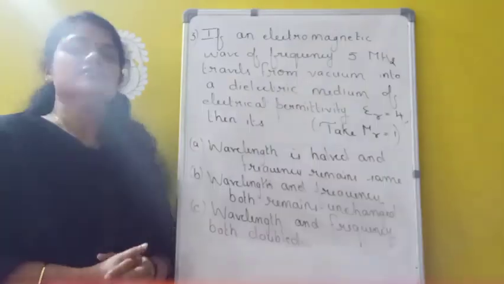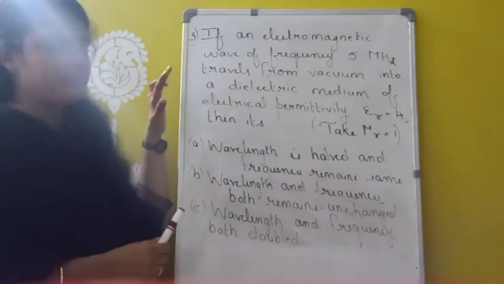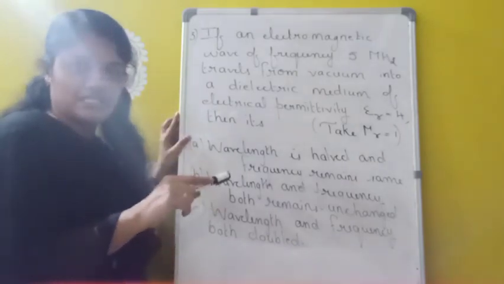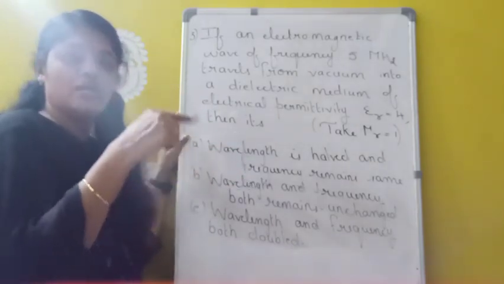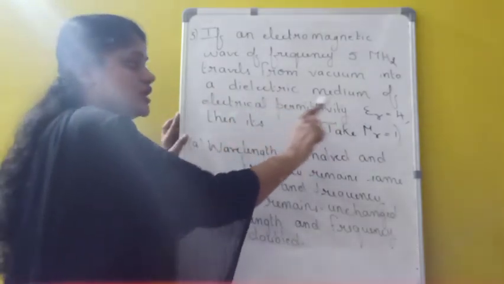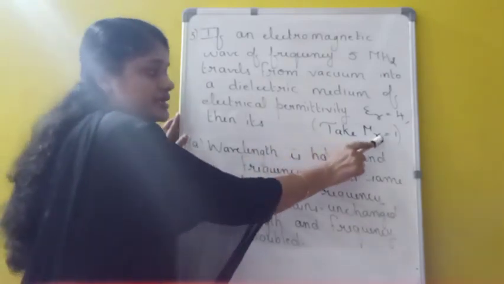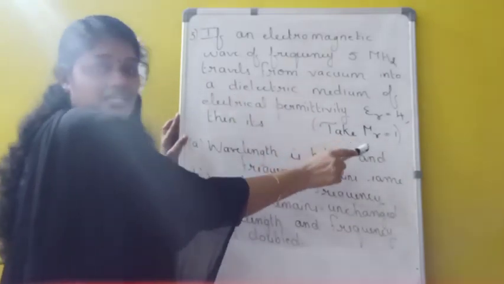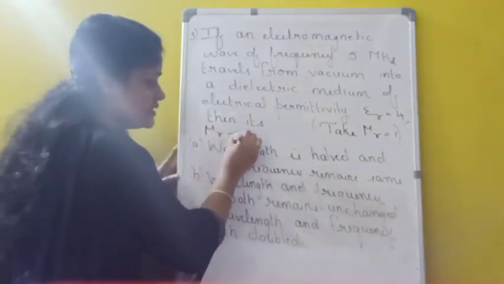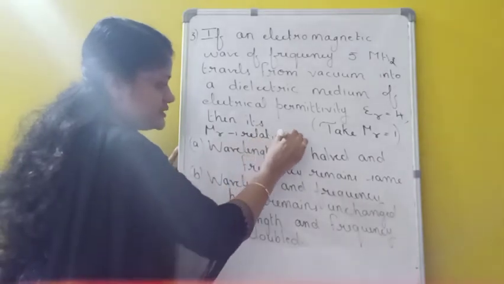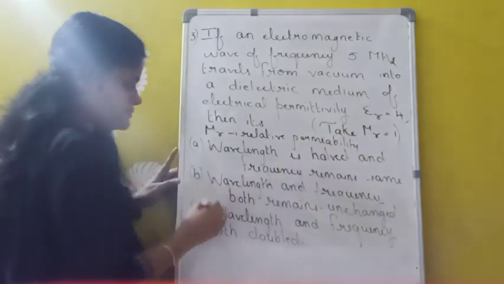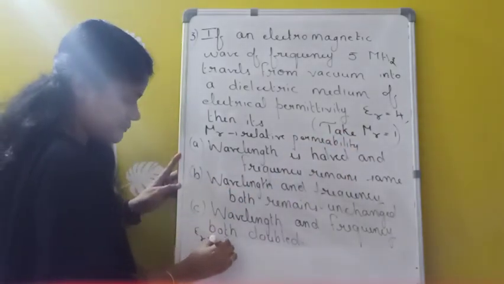Sodium. Third question. If an electromagnetic wave of frequency 5 megahertz travels from vacuum into another medium, a dielectric medium with electrical permittivity epsilon r equals 4, and given here mu r equals 1. So mu r is the relative permeability, and this epsilon r is the relative permittivity.